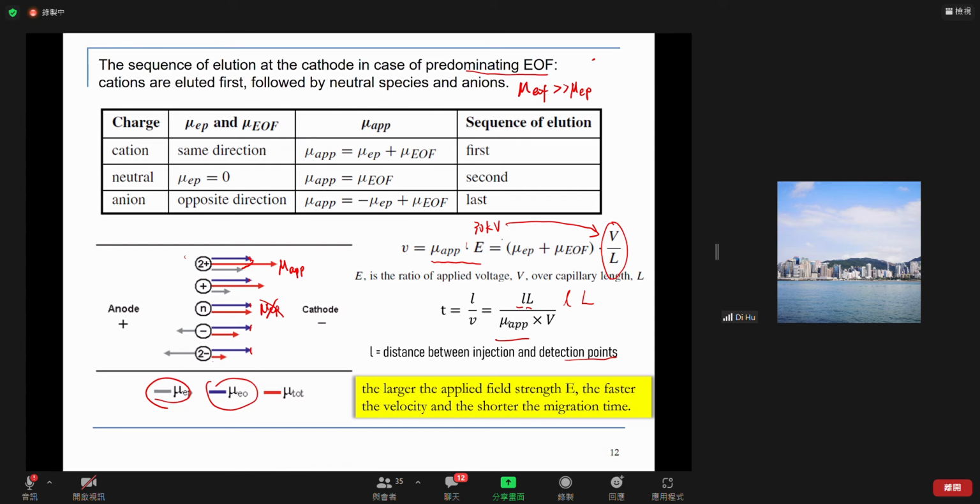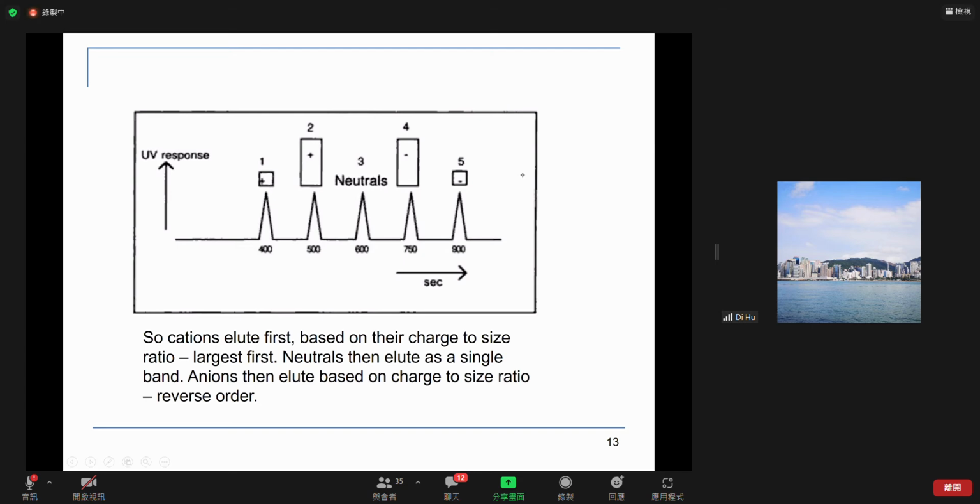So if we have a larger voltage, what happens? If you apply a high voltage, you're going to have a faster separation, a faster velocity, and then a shorter migration time. So a short time for the run to finish, right? Okay, so look at this one.